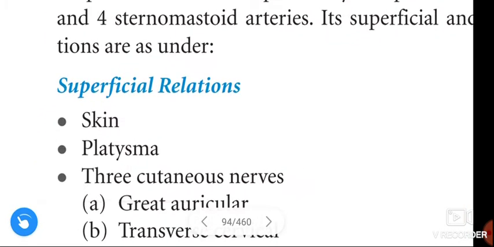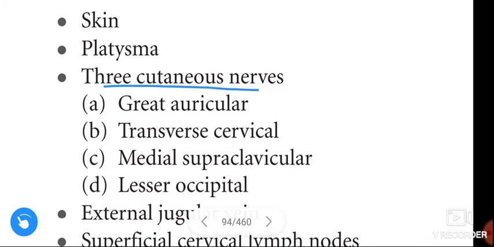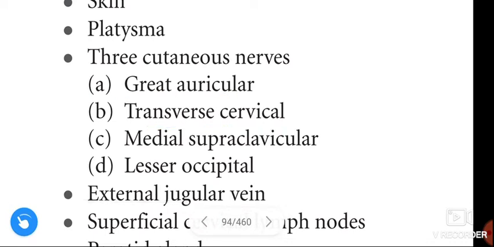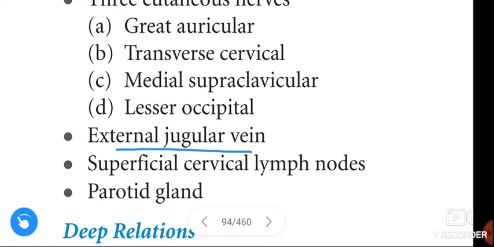First, superficial relations. Skin, platysma, and three cutaneous nerves. And the three cutaneous nerves are great auricular, transverse cervical, and medial supraclavicular, lesser occipital. Next, external jugular vein, superficial cervical lymph nodes, and parotid gland.